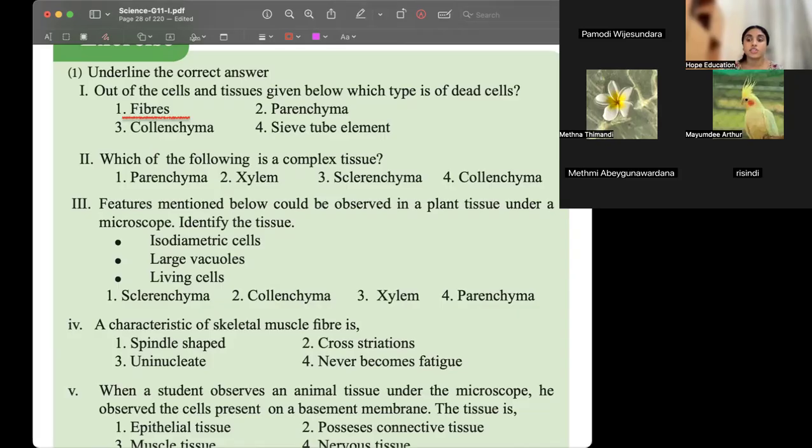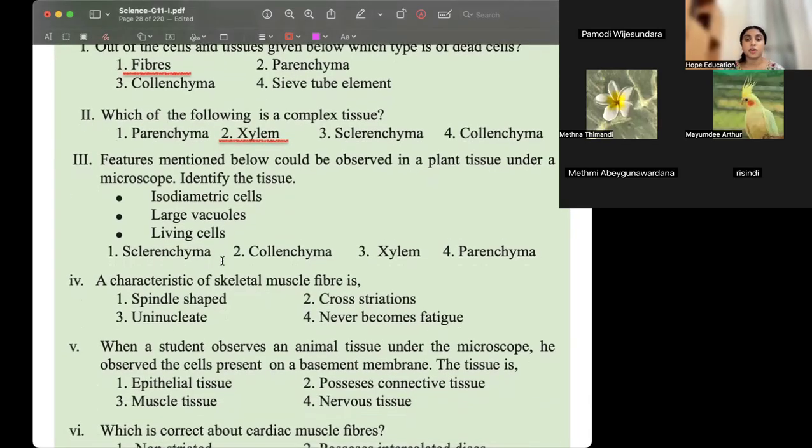So the answer here should be xylem. It's a complex tissue, so it's xylem, because parenchyma, collenchyma, and sclerenchyma are simple permanent tissues. Xylem and phloem are the complex permanent tissues. Okay.